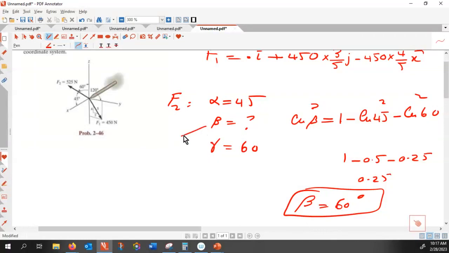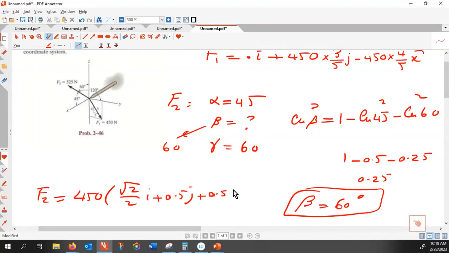Now I can fully describe F2. F2 is 450 multiplied by root 2 over 2 i, 0.5 j, and plus, which one? F2. Yeah, 525. Yeah, that's correct. Yeah, thank you for that.